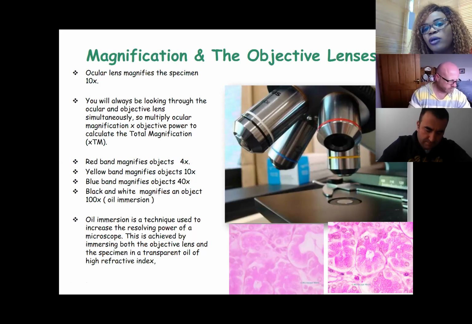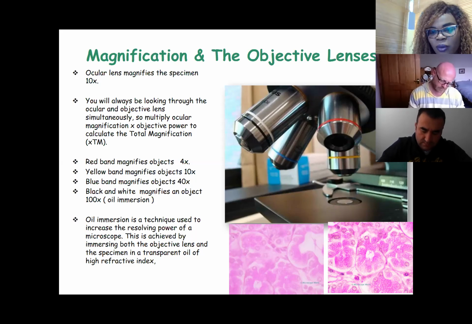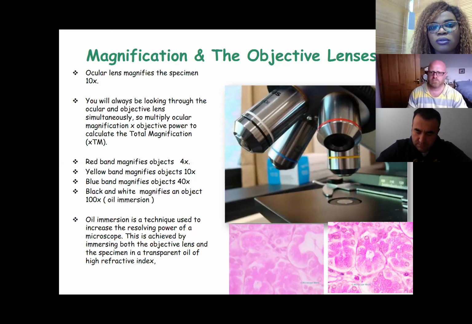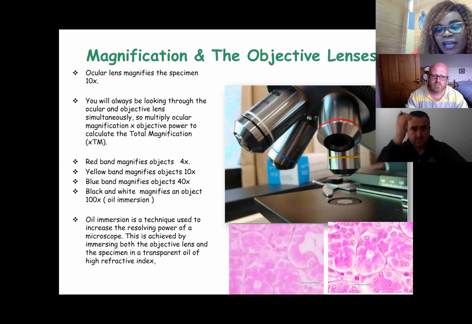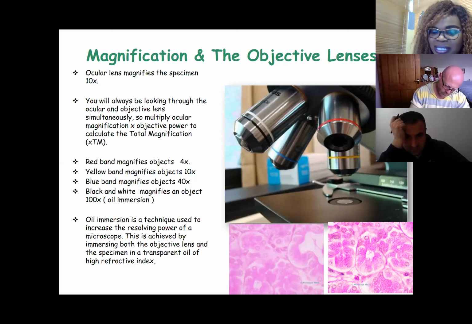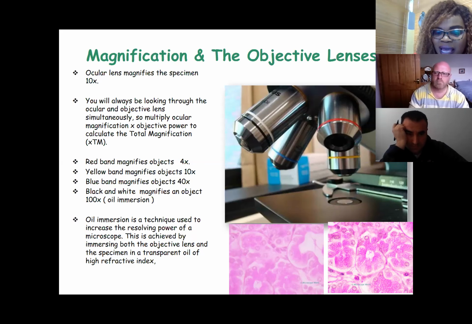Now, another thing I need to emphasize to you: this black and white one, sometimes we have to observe it through oil, okay? Immersion. So what you do, you put some oil on the slide, and then you fine tune it. So this lens, the black and white one, touches the oil as well. And this oil immersion is a technique used to increase the resolving power, so you can see it clearly. It uses the fact that oil has a high refractive index, okay?